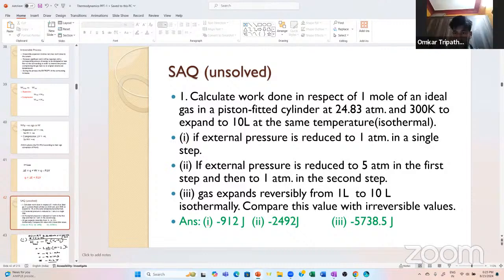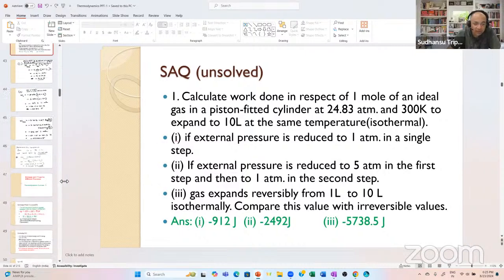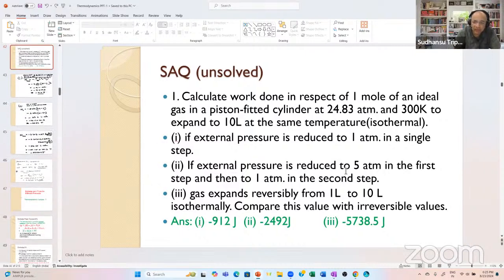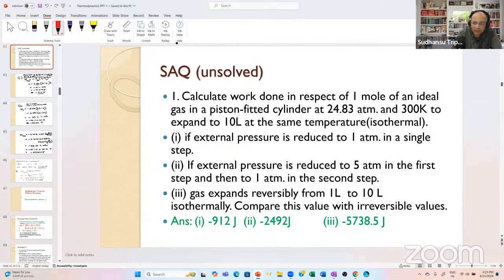Yes, sir. Okay. Then try to use your calculator and solve the problem. Calculate the work done in respect of 1 mole of an ideal gas in a piston fitted cylinder, at the initial pressure of 24.83 atm and 300 Kelvin, that means 27 degree Celsius, to expand to 10 liter. We don't know what is the initial volume. We can use PV = nRT to find the initial volume.